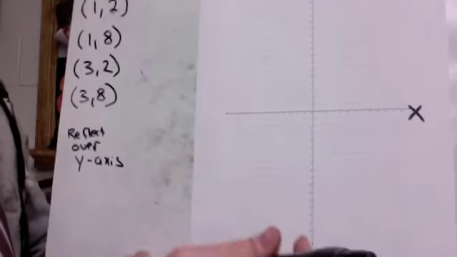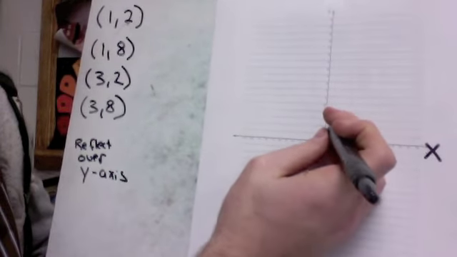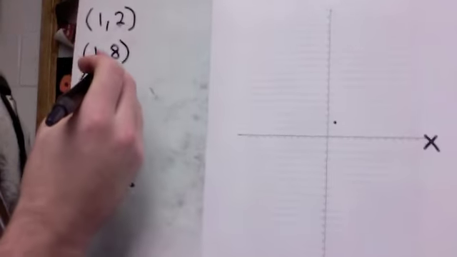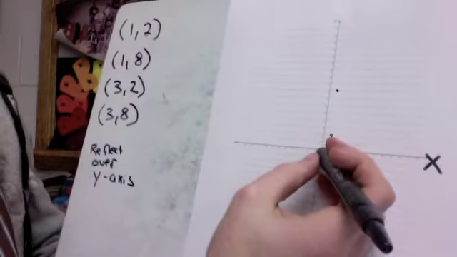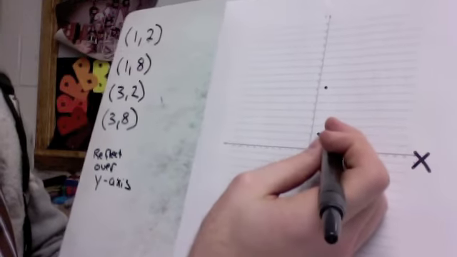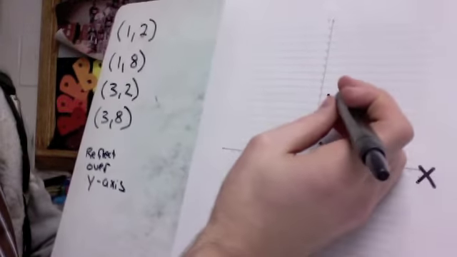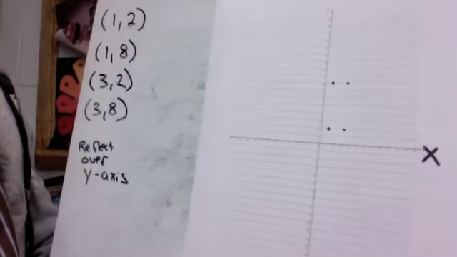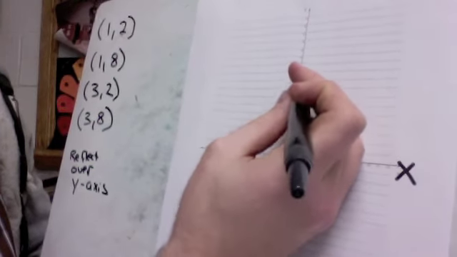So we've got to put our points on here first. Okay, so 1, 2, they're both positive, so that'd be right 1, up 2, right there. We've got 1, 8: right 1, up 8, both of the numbers are positive. 3, 2: right 3, up 2. And then we've got 3, 8: right 3, up 8. Now I'll just connect the dots to see what shape, and of course it's definitely a rectangle.